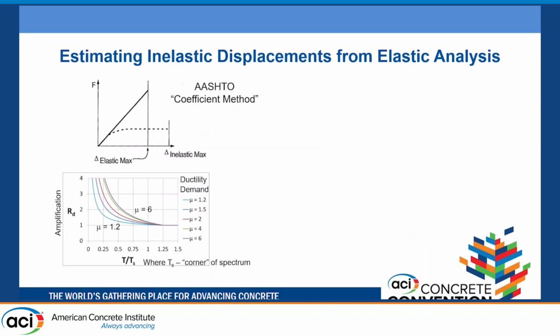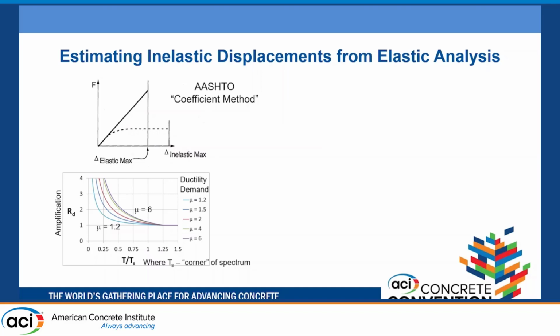And then, in this case, I wanted to put a little more color on this estimation of inelastic displacements from elastic analysis and loop back to that direct displacement-based design family of curves that we saw on the first slide. So currently, in the AASHTO family of documents, LRFD and the guide spec, we use this coefficient method. We do an elastic analysis, and then depending on the period of the structure relative to the corner of the spectrum, where you go from constant acceleration to the velocity control region where you have a descending branch.